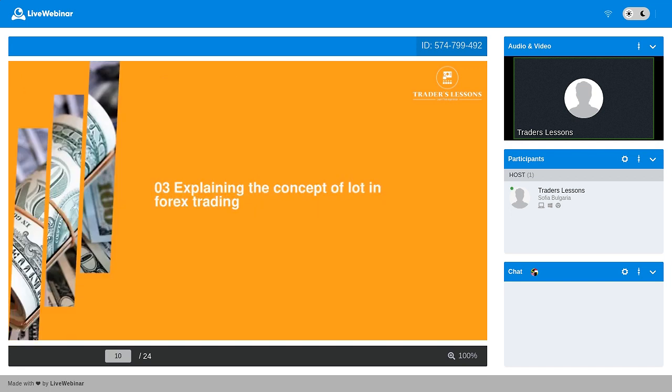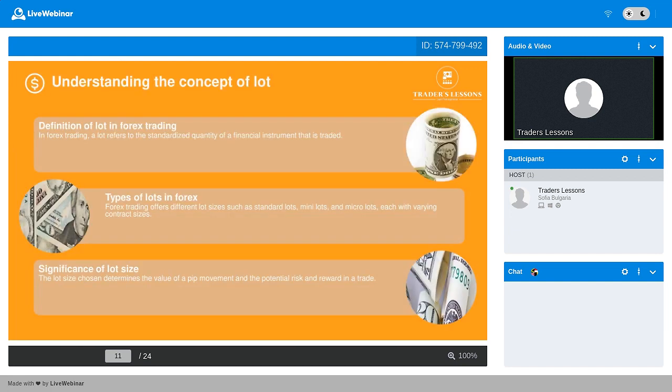Now we're going to explain the concept of lot in forex trading, or position size, you might call it. Definition of lot in forex trading. The lot refers actually to the standardized quantity of financial instruments that is traded. Different platforms have different lot sizes or different quantity sizes, if you like.